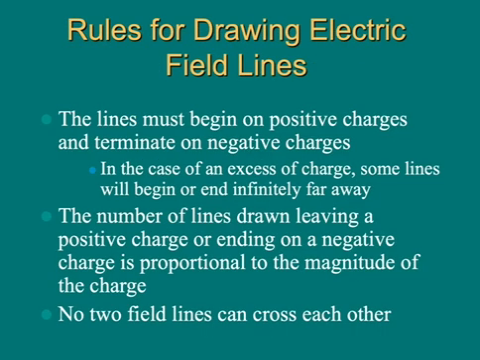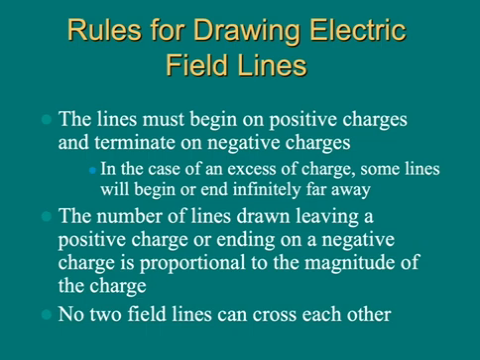There are some rules for drawing electric field lines. Generally, electric field lines begin on positive charges and terminate on negative charges, unless we have an unequal number of positive and negative charges, in which case some field lines could begin or end infinitely far away. The number of lines leaving a positive charge or ending on a negative charge must be proportional to the magnitude of the charge in one single drawing of electric field lines.